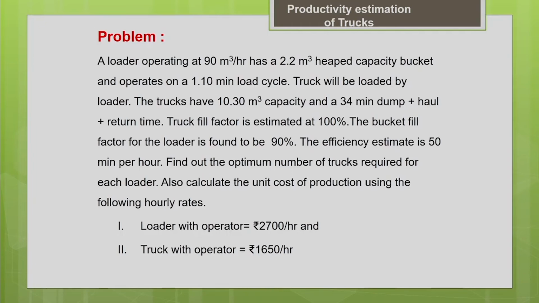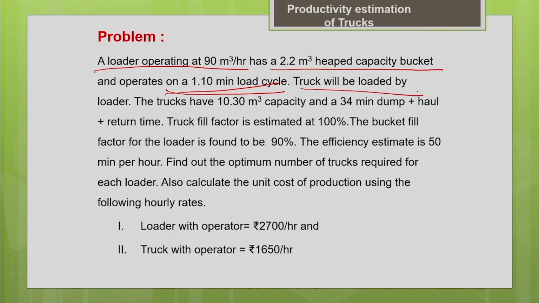Now let us work out a problem on balancing interdependent machines. Here a loader is operating at 90 meter cube per hour, and it has a 2.2 heap capacity bucket and operates on a 1.1 minute load cycle. The cycle time of the bucket is given as 1.1 minute per cycle for the bucket of the loader.